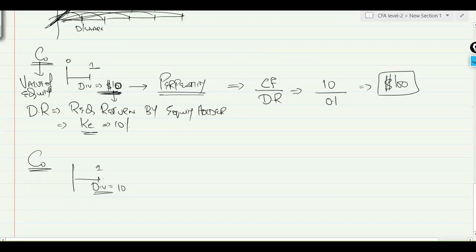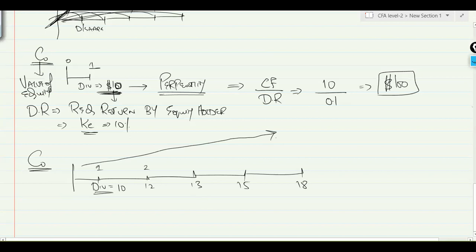It might be 10 today. It might be 12 next year. It might be 13 next year. It might be 15 next year. It might be 18 next year. So that means the dividend will not stay the same every year. It will grow. The dividend will grow. Now, so what to do in that case? If the dividend is growing each year, what to do?